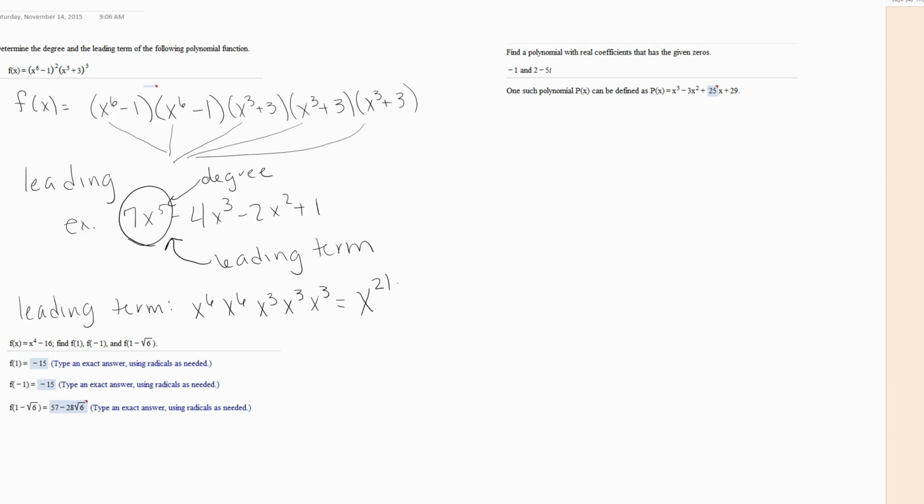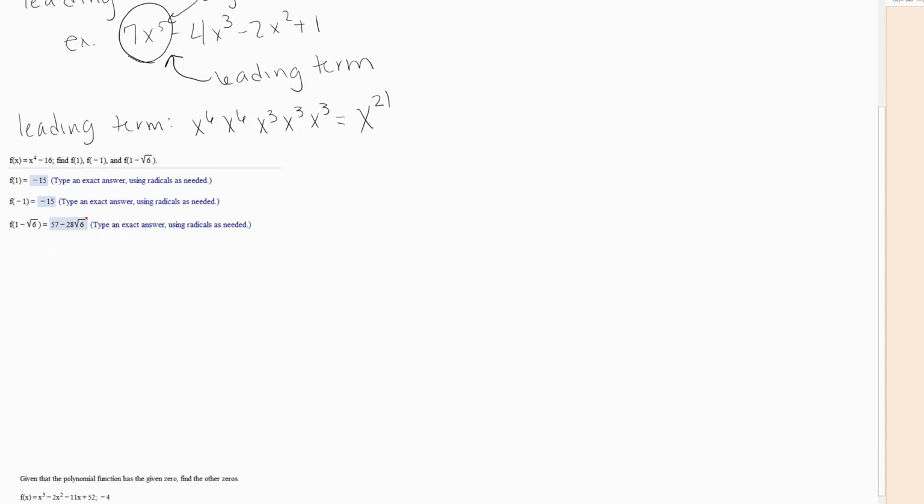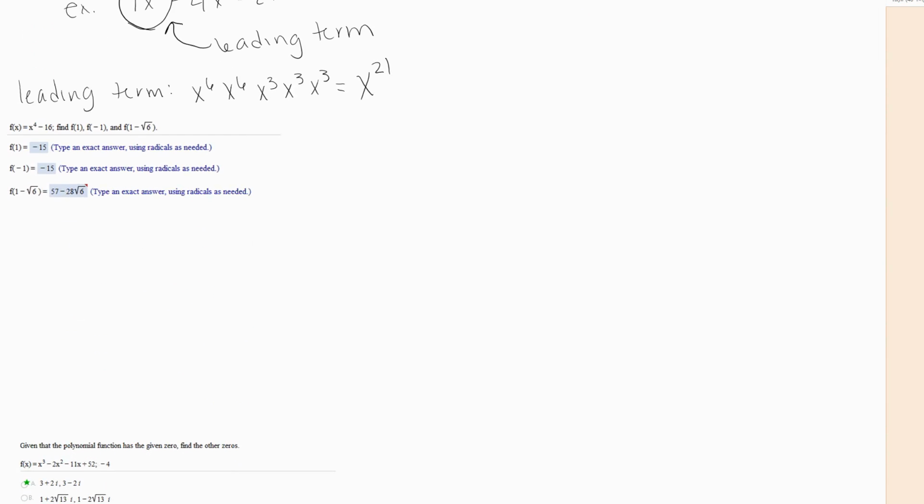Okay. So for this next part, it looks like you found f of 1 and f of negative 1. But we want to find f of 1 minus the square root of 6. And this did say using synthetic division, so we would do 1 minus the square root of 6, and then we would put the exact same thing across the top: 1, 0 for x cubed, 0 for x squared, 0 for x, minus 16. And now we're going to do synthetic division the same way.